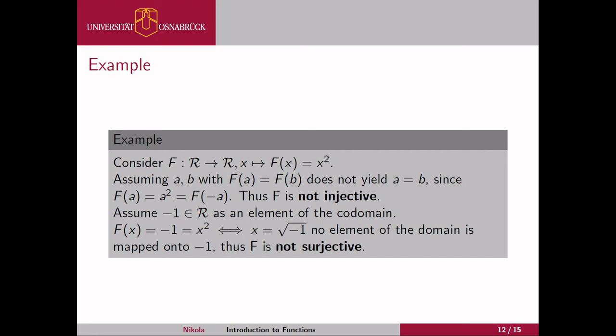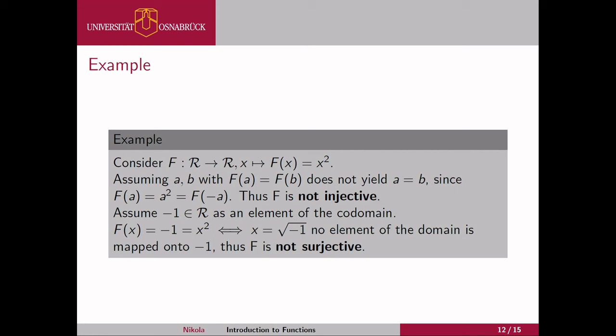And a squared, on the other hand, is also equal to f of -a. This means that if b is equal to -a, both a and b have the same functional value, although a and b are different. Thus, there's two different elements in our domain that are mapped onto the same element of the codomain, and our function is not injective.